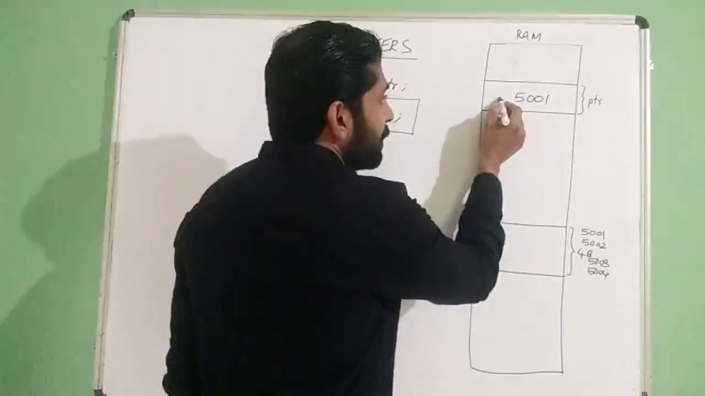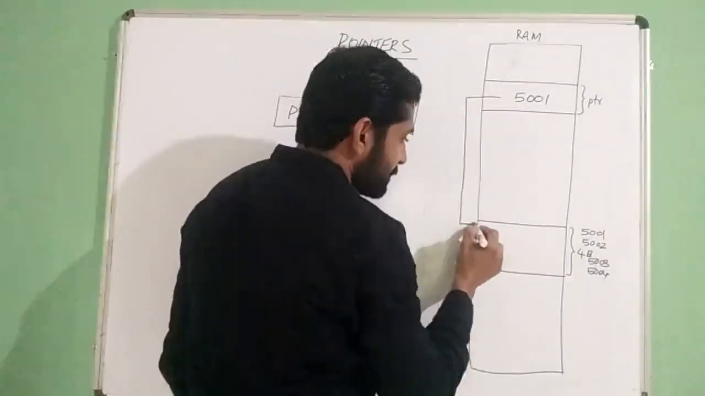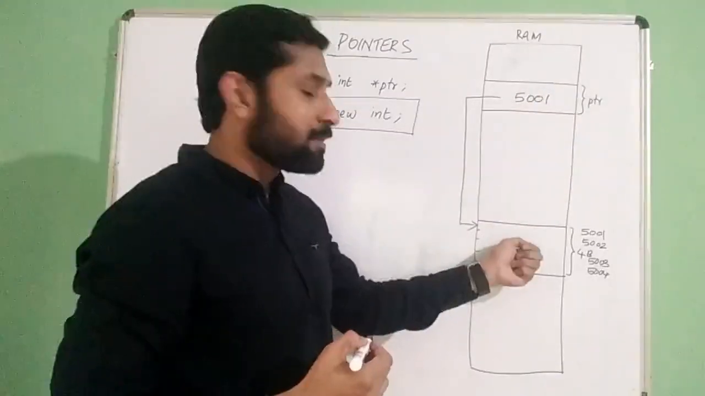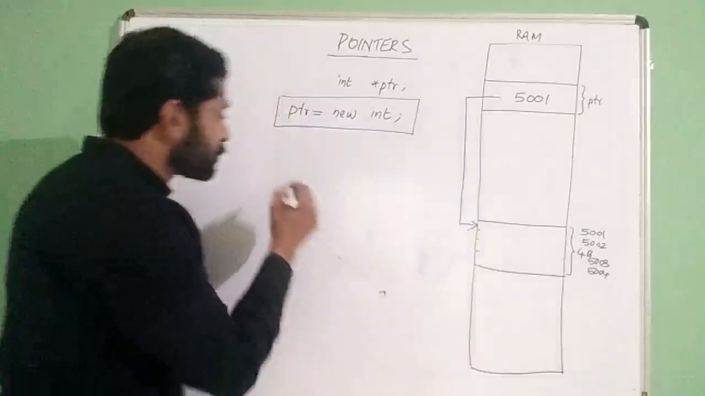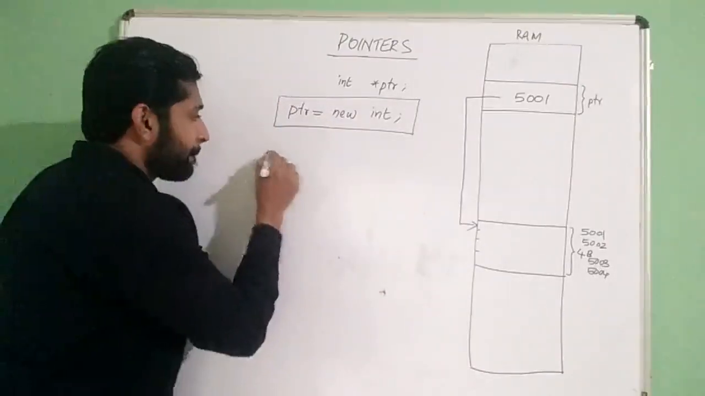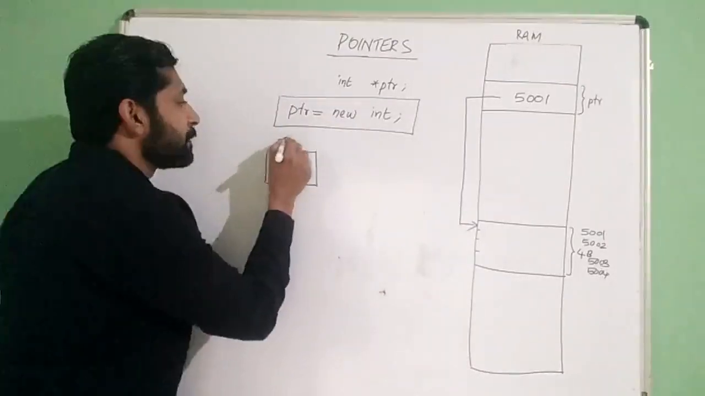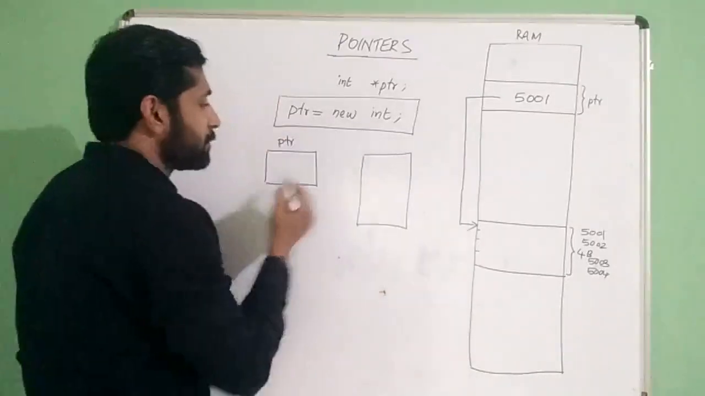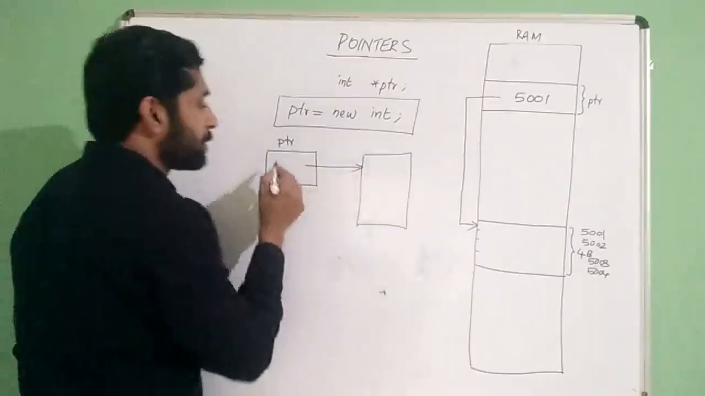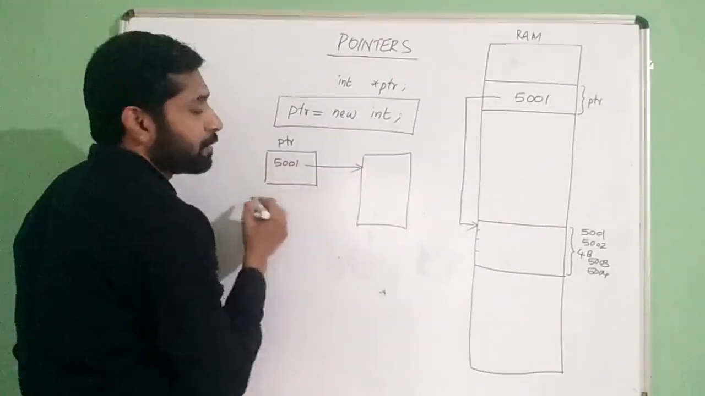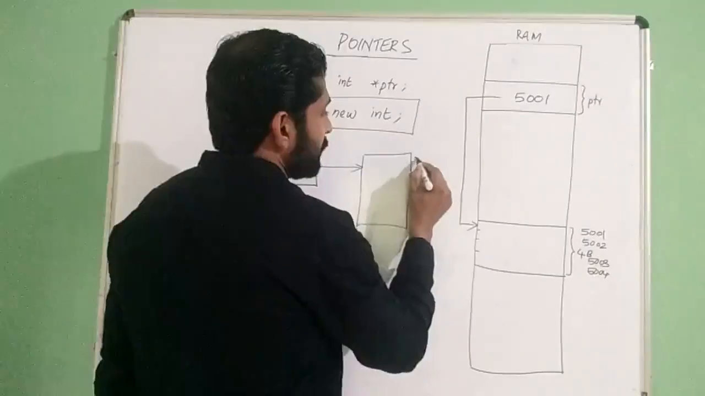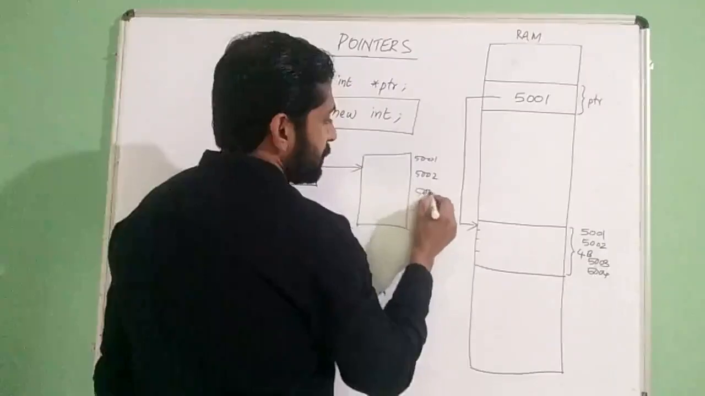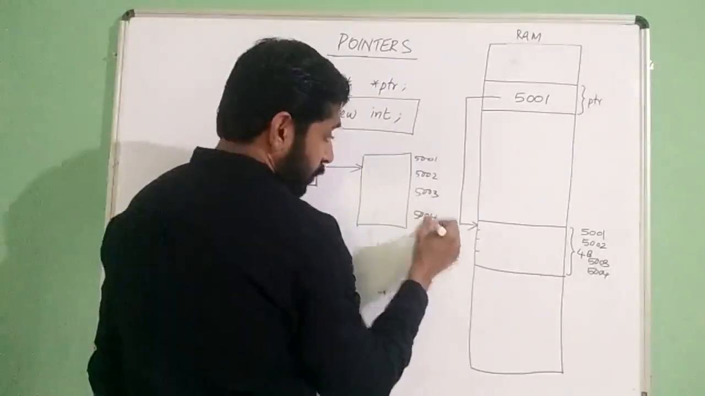So we will draw like this, which means this ptr points to this location. We will draw it like this. This is ptr. These are the 4 bytes reserved. This is the pointer. Here it is 5001. These 4 bytes are 5001, 5002, 5003 and 5004.